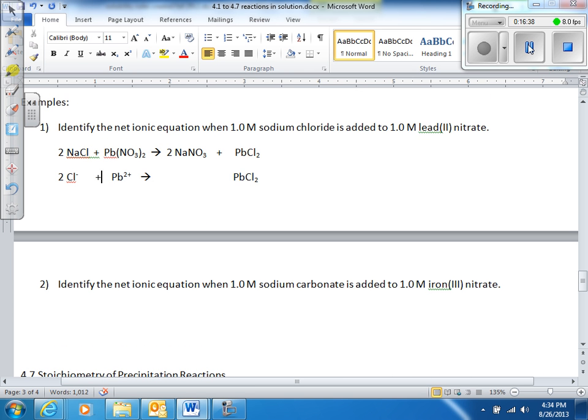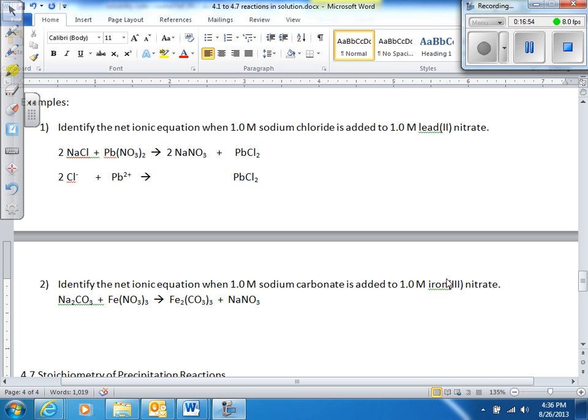Okay, do this on your own. I'm about to show you the answer, so make sure you pause. Pause this, because the answer is showing up momentarily, so pause. Okay, here is my molecular equation, or my reaction, the overall reaction.